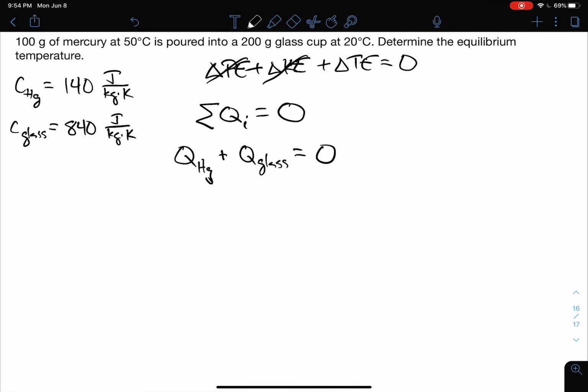So now I look at the mercury and I say, okay, what's going on? Is the mercury undergoing a phase change, a temperature change, or will it end up doing both? In this case, it's just going to be a temperature change. So I know my formula is just going to be mc delta T. And same thing for the glass. I know it's just going to undergo a temperature change.